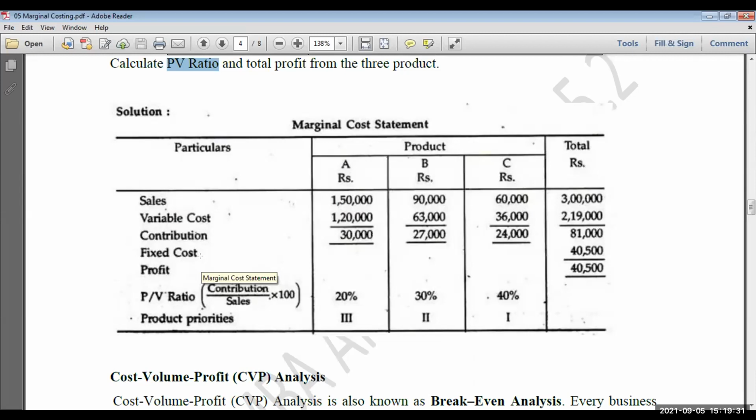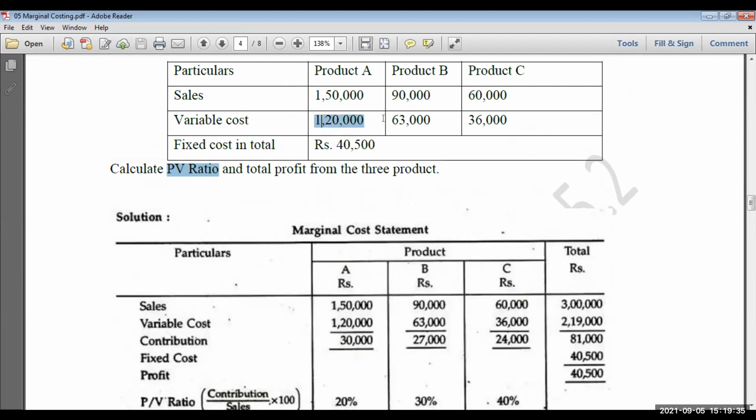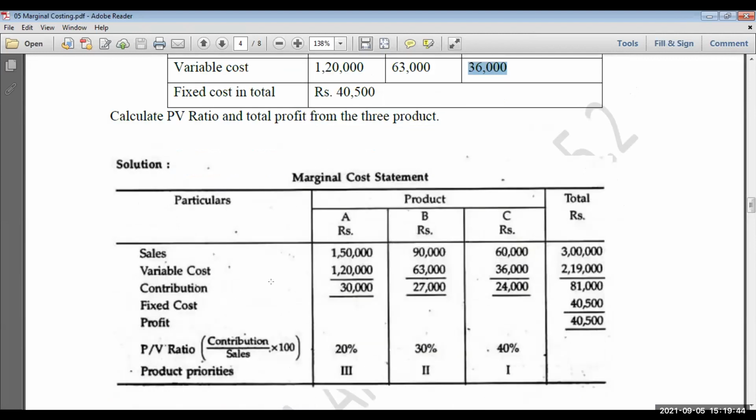Variable cost, it's given in the question: 1,20,000 for product A, 63,000 for product B, and 36,000 for product C. I have taken and written here again. Then contribution. How much is the contribution for product A? 1,50,000 minus 1,20,000, that's equal to 30,000. Similar way for B and C.